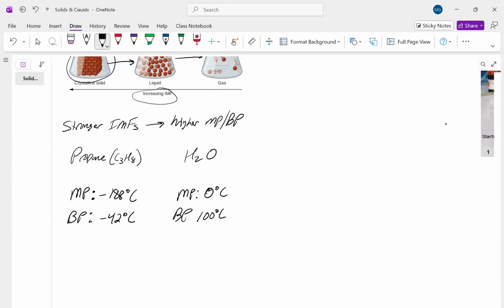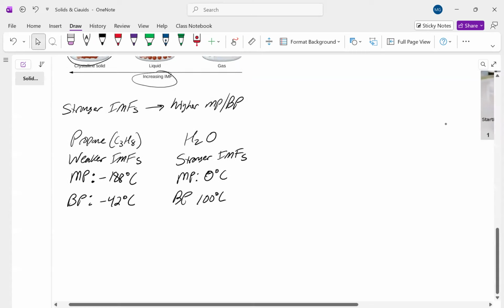So a very wide difference in physical properties here. And I want to point out that water is a much smaller molecule than propane. Propane has a little bit of a higher molar mass. If you want to do a quick calculation, you can see that, same with water. Yet there are much stronger intermolecular forces in water. We'll talk about those in a little bit. And there are much weaker intermolecular forces in propane.